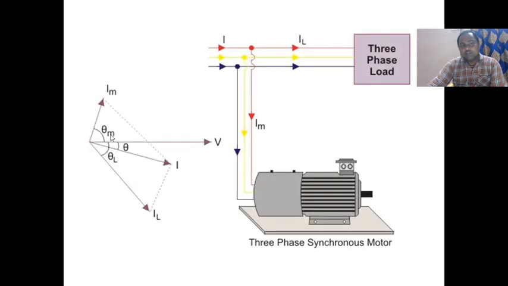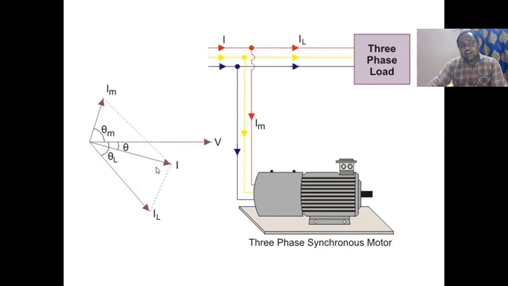Please see. This is the supply voltage V, and the current I is lagging. Here the load current is IL, and this is IM, the capacitor current. These two cause the magnitude of current to increase and the angle difference to decrease. This is the main important point. The capacitor current causes the magnitude of current to increase. The angle difference between voltage and current will decrease.